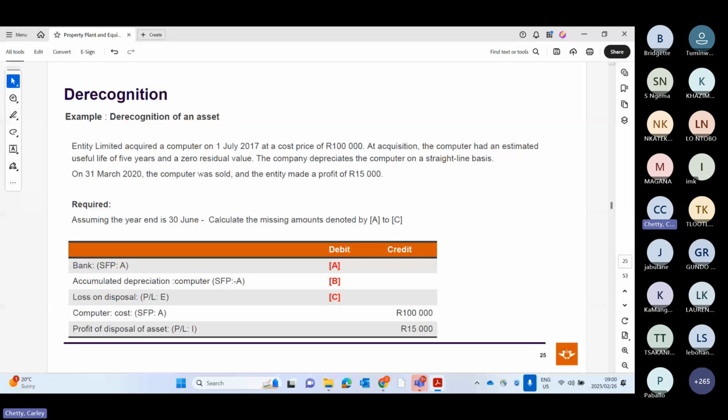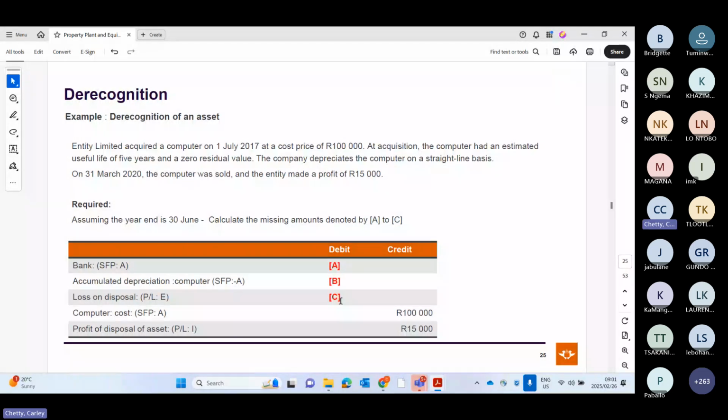So here we are given the computer cost, which is 100,000. We are told that the profit on disposal of the asset is 15,000. We need to determine what the other things are. So we don't know what the proceeds are. We need to determine the accumulated depreciation and what the loss is. So let's have a look at an example.